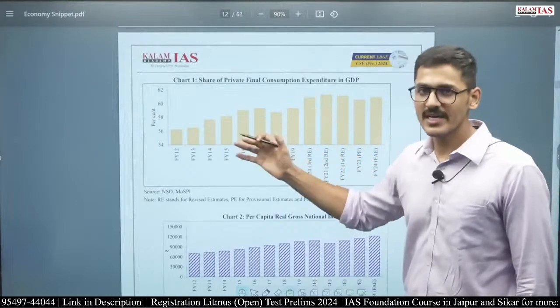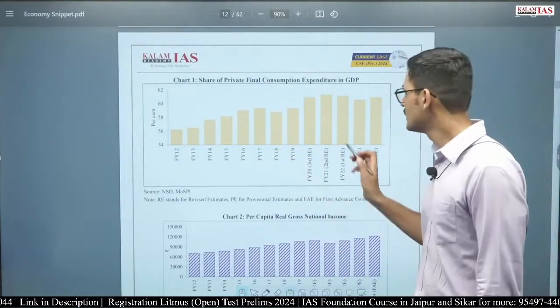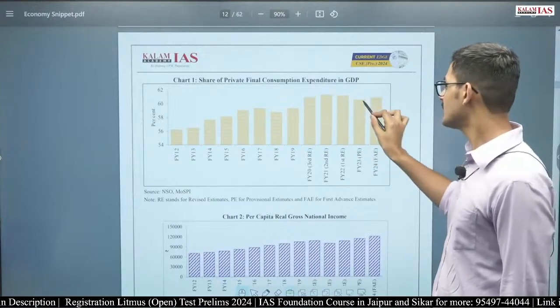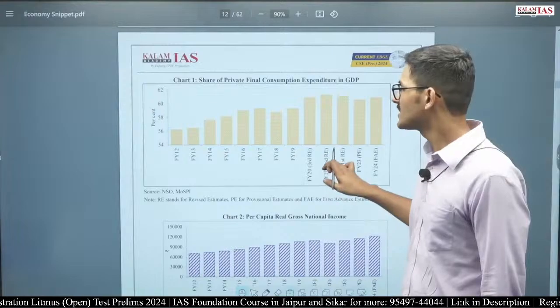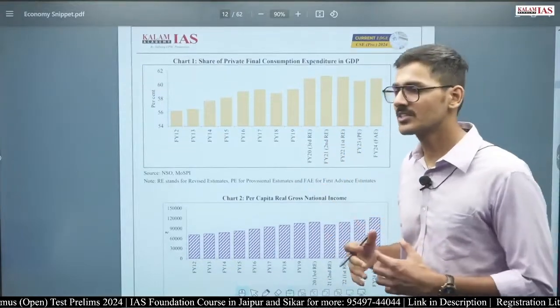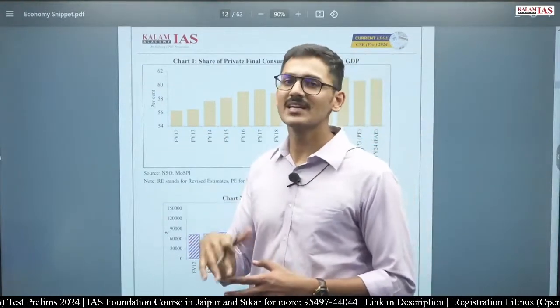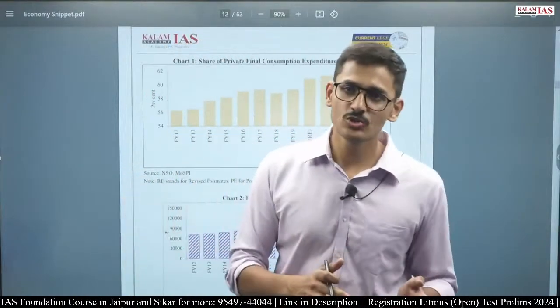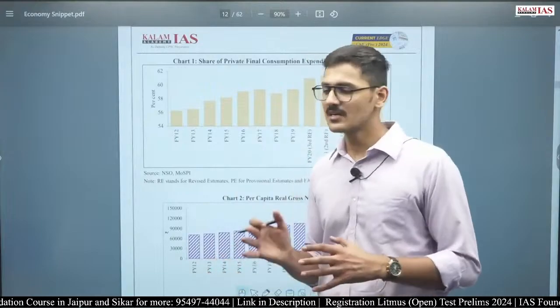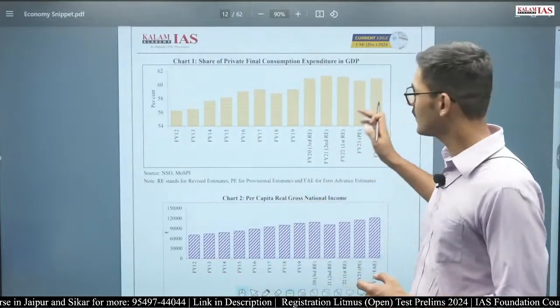And there is no fixed trend in private final consumption expenditure. It was increasing, then it decreased, then again it started increasing. So there is no consistent pattern. If UPSC gives a statement that private final consumption expenditure as a share of GDP has been increasing consistently for the past 5 years, that is not a correct statement. Neither has it been reducing nor increasing consistently. It increases and decreases.